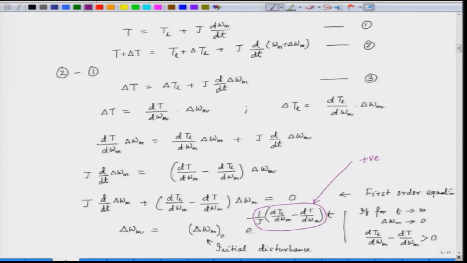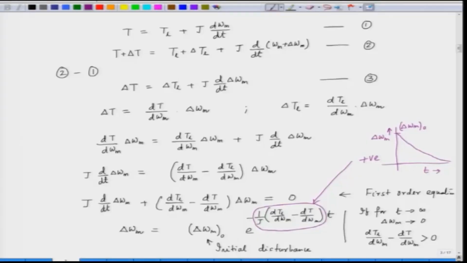Only when this value is positive can we say that as t tends to infinity, the exponential term will go down to 0. It means if we disturb the speed and leave it at omega m naught, as t tends to infinity, this will decay down to 0. For the exponential part to decay to 0, this part has to be positive, and J is the moment of inertia, which is always positive. So, the only condition is that dTL by d omega m minus dT by d omega m should be positive.